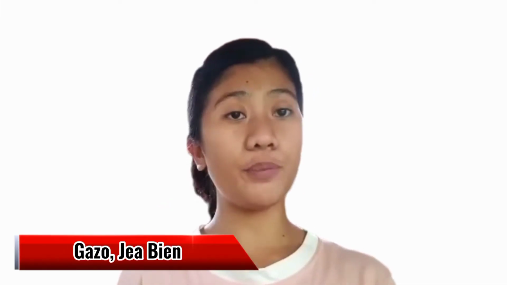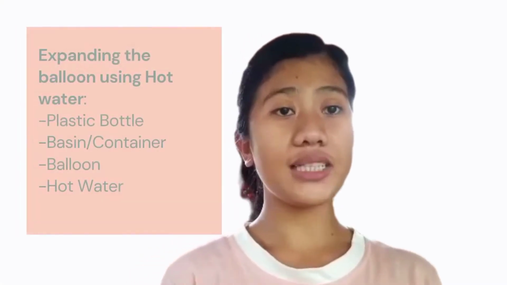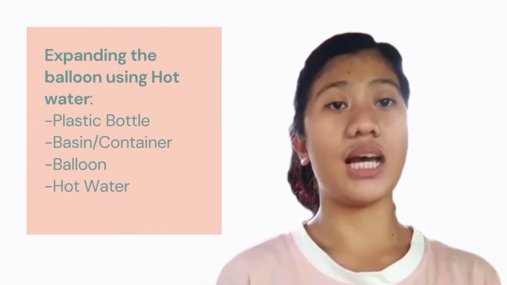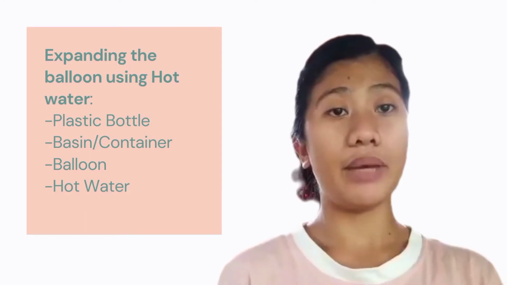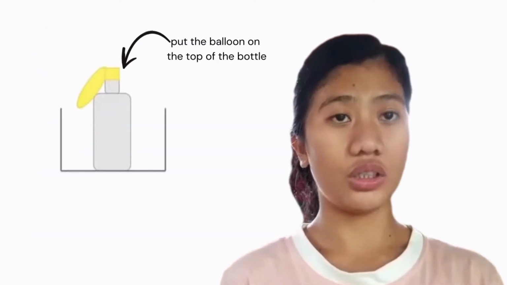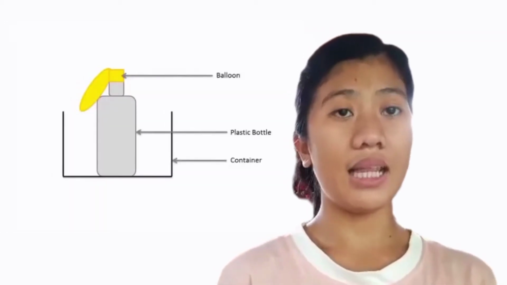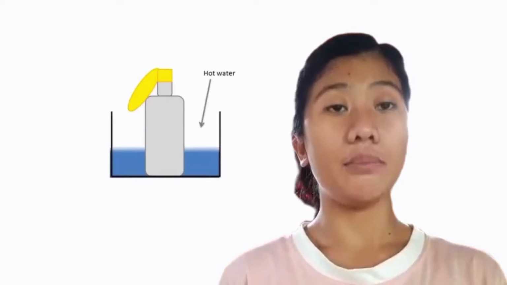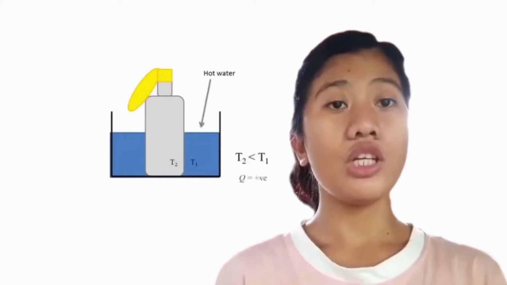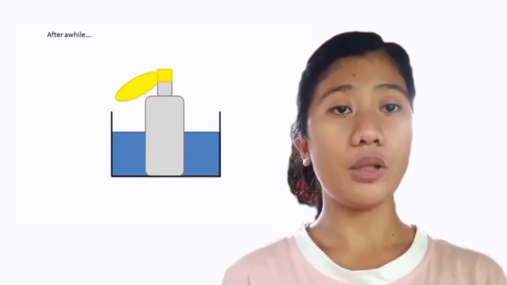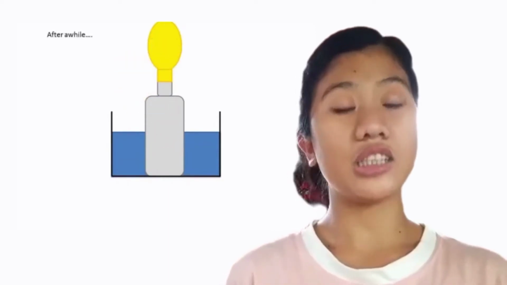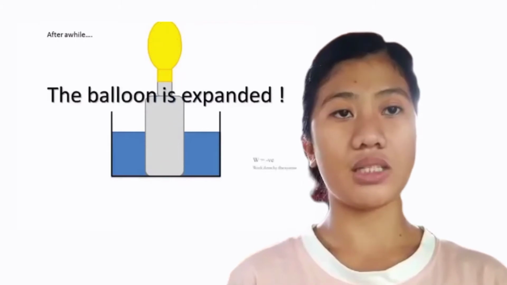To give you more information, we'll give an example based on an experiment. For example, expanding the balloon using hot water. The materials we use are a plastic bottle, basin, balloon, and hot water. First, attach the balloon at the top of the bottle, then put it in the basin and pour some hot water. As we observe, as we put the hot water in the basin, the balloon keeps expanding, and it explains the first law of thermodynamics.